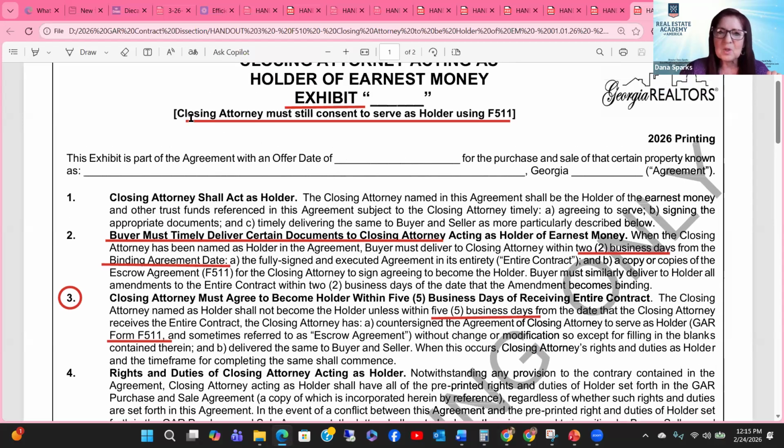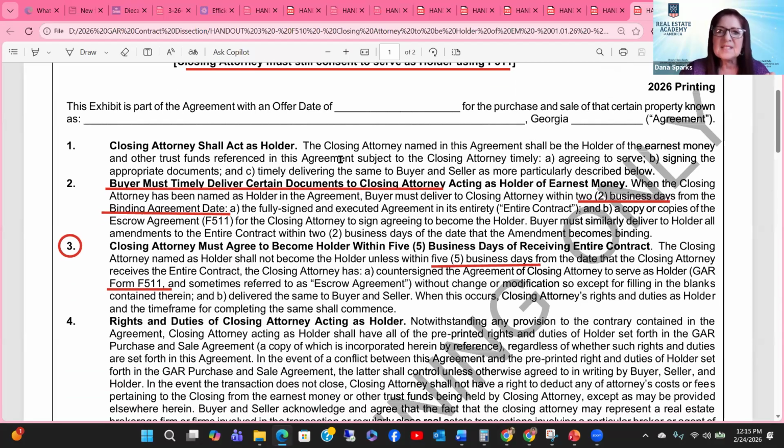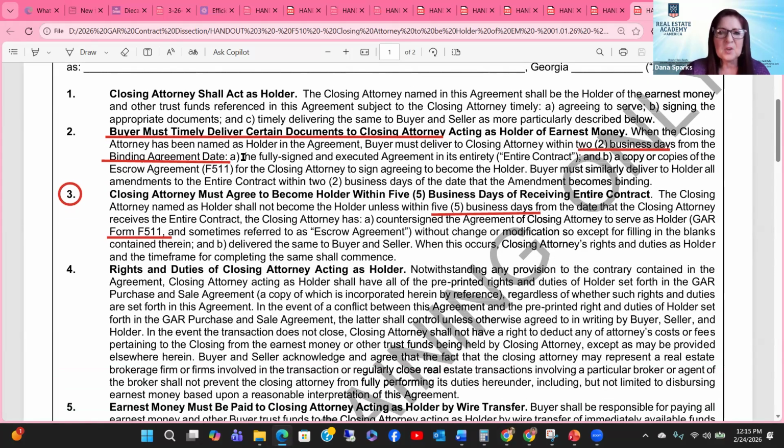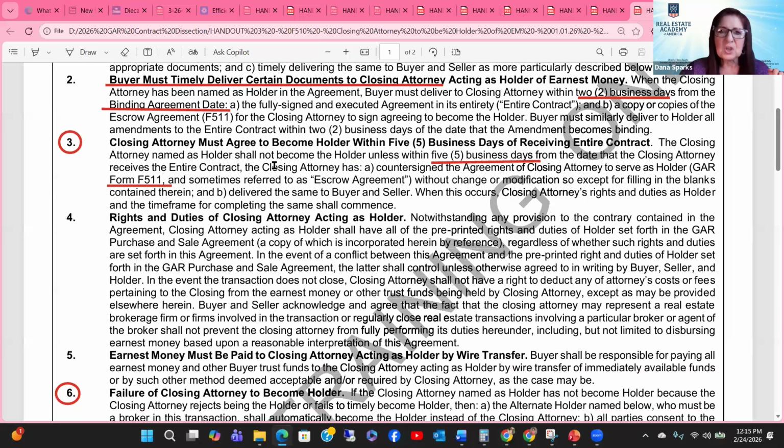But it even tells us up here, closing attorney must still consent to serve as holder by using F511. This is the closing attorney named shall be the holder, and more below. Buyer's agents, if you decide that the closing attorney is the holder, the buyer has the burden of getting the contract to the closing attorney as holder within 2 business days from the binding agreement date and presenting them with the F511 to sign. The closing attorney then has 5 business days of receiving the entire contract to sign and agree to be the holder of the earnest money.